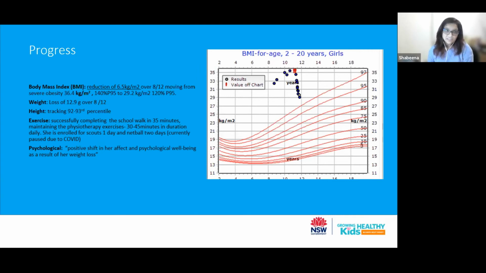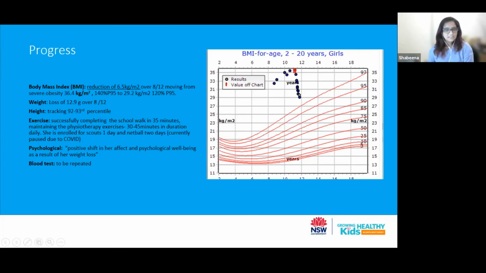Her endurance improved really well. Her whole appearance improved, like her outlook towards life improved. She became much more happy and was really invested in her weight loss, and so was the whole family. She's also doing lots of physical activities like scouts and netball. So yeah, that's a really good graph. And we repeated the blood test, and we did see that the insulin level had come down beautifully. I don't remember off the top of my head, but it was pretty good.